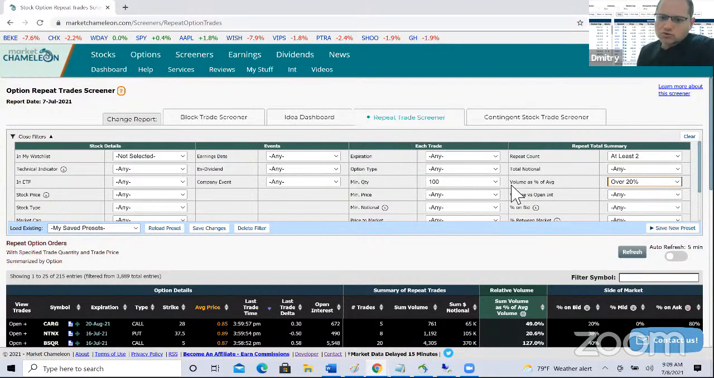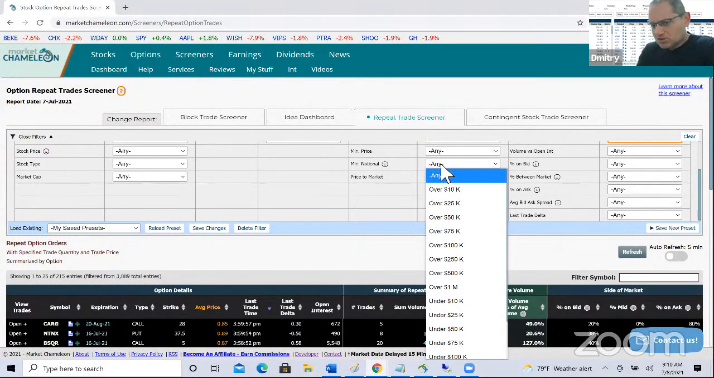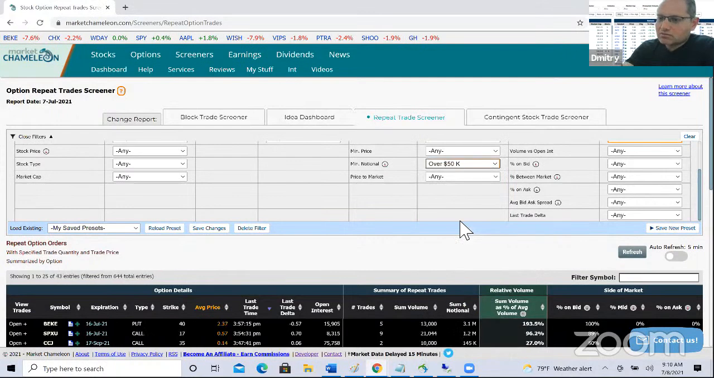The other thing I want to do is take a look at the minimum notional value of a single trade. Maybe you have 50 contracts that are worth $10,000. That might not be that unusual, especially in some stocks like SPY or Apple. So let's put that to a little bit more significance and say each of these repeat trades had to be at least $50,000 or more in notional value. In other words, whatever the trade was, if we took the price of the trade times the amount of contracts, it had to be at least $50,000 in notional value or higher.